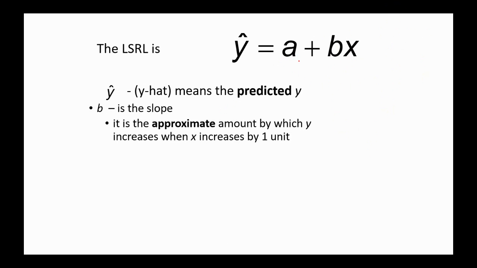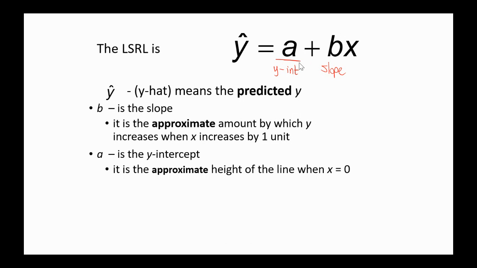A is our what? What do y'all think A is? B is the slope. What does that make A? The Y-intercept. That's right. A is the Y-intercept. It's the approximate height of the line when x equals 0.